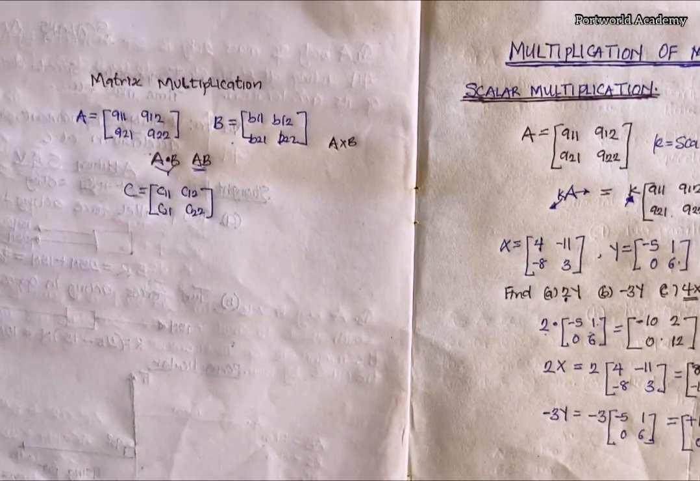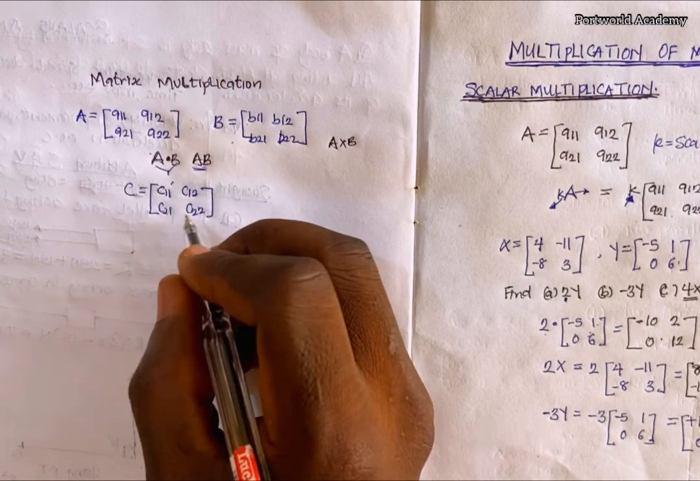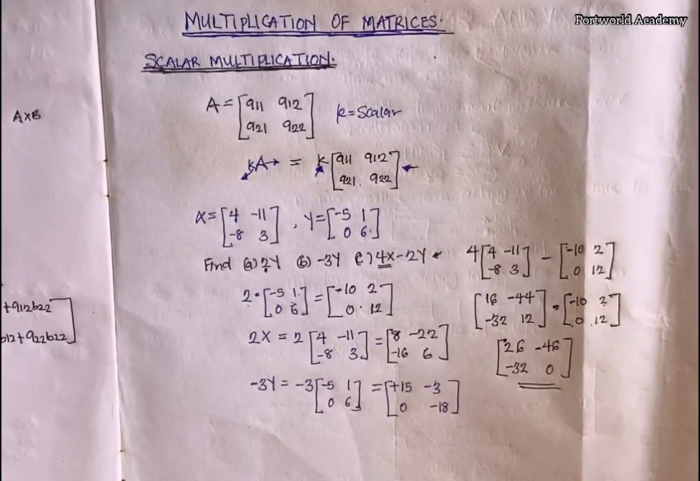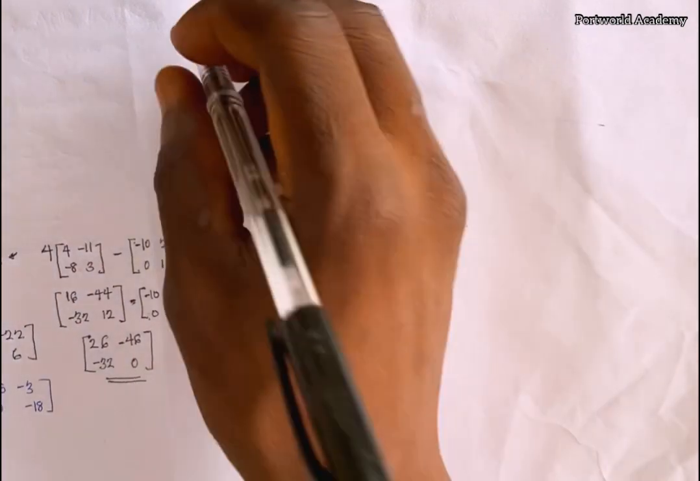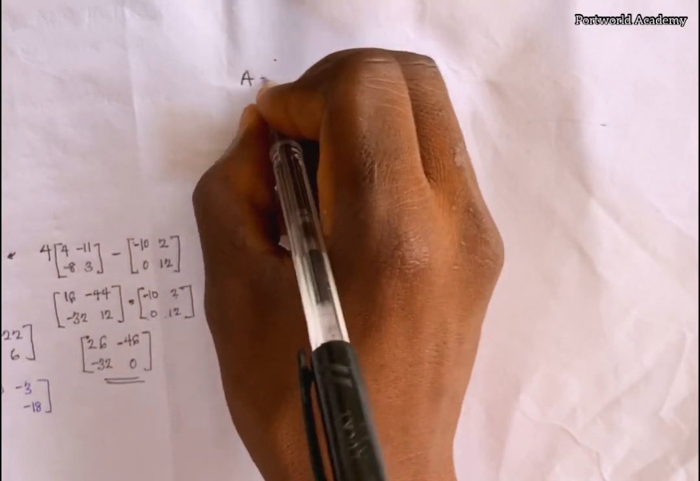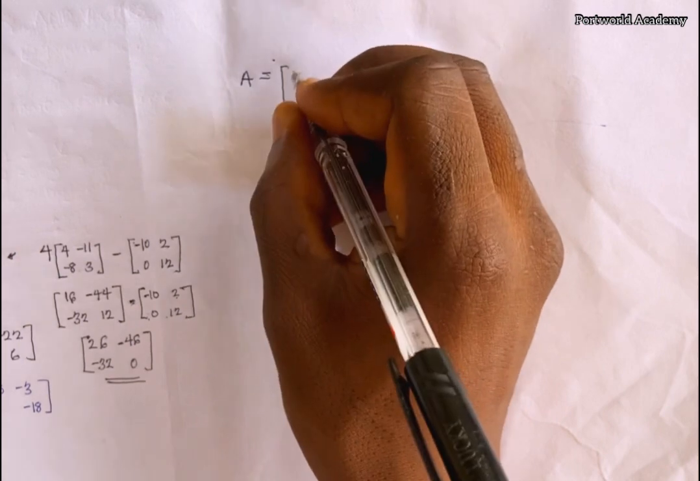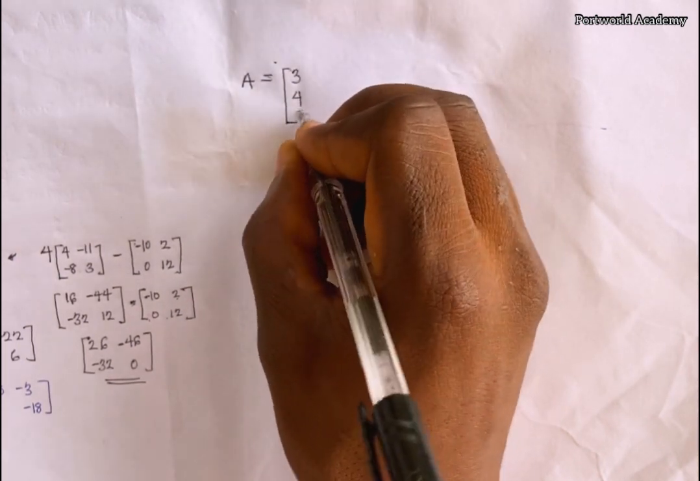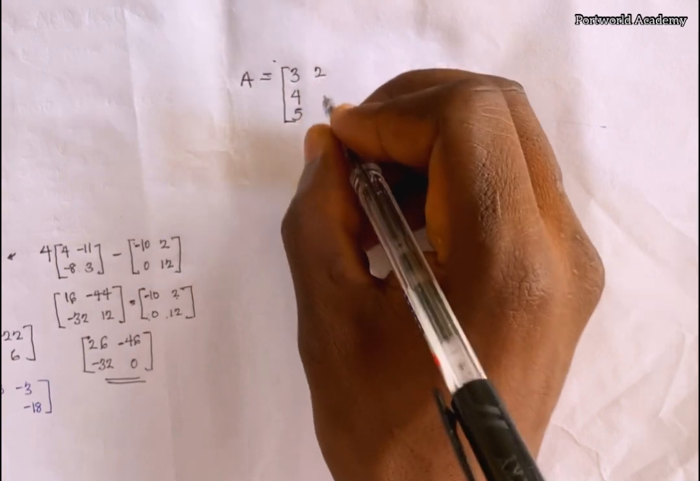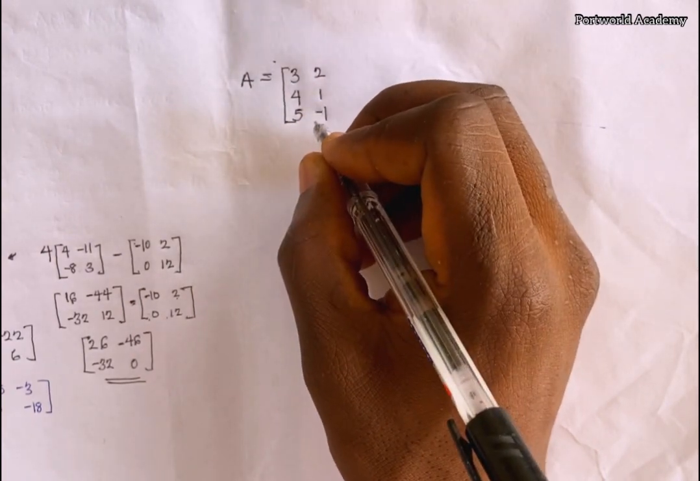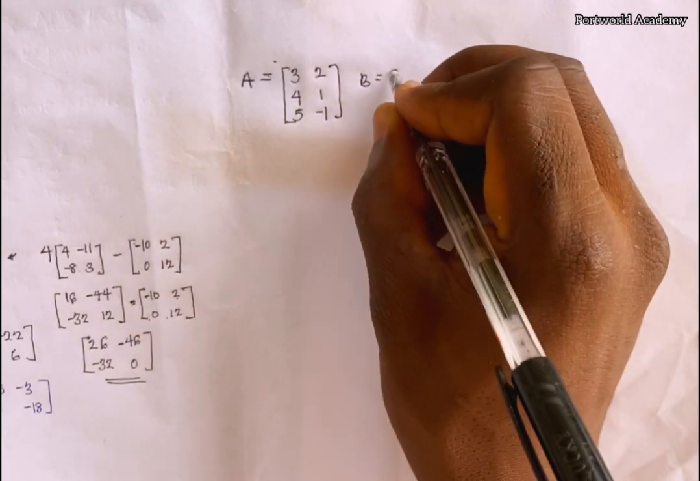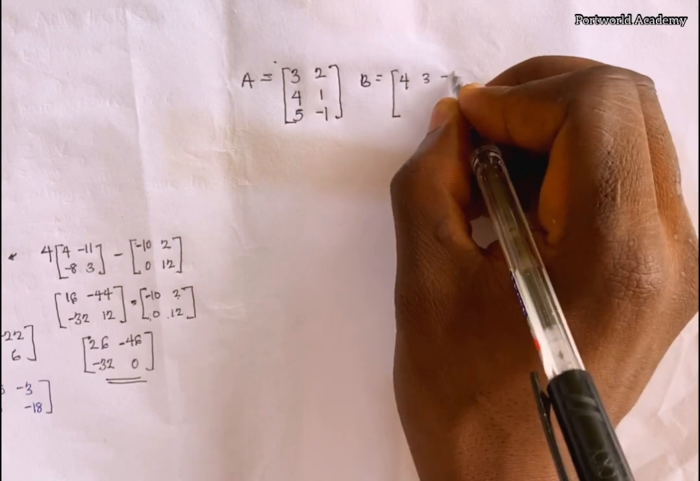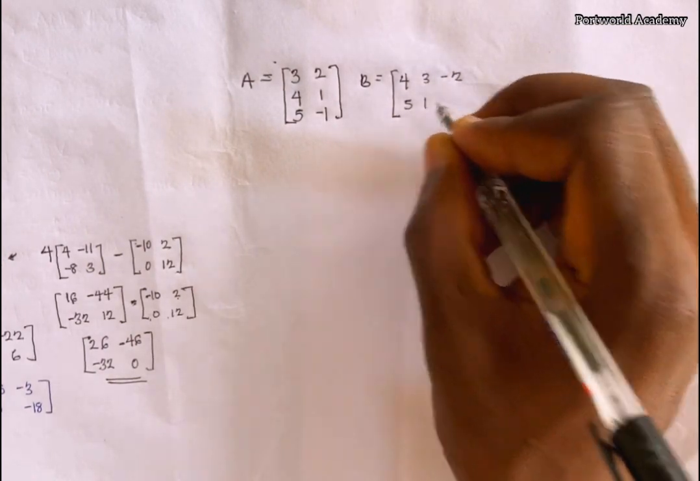That means we need to find our C11, C12, C21, and C22. Suppose you are asked to calculate, let's suppose you are given matrix A. You are given that matrix A equals 3, 4, 5, then 2, 1, and minus 1. And you are given matrix B, which is 4, 3, minus 2, and also 5, 1, 4.